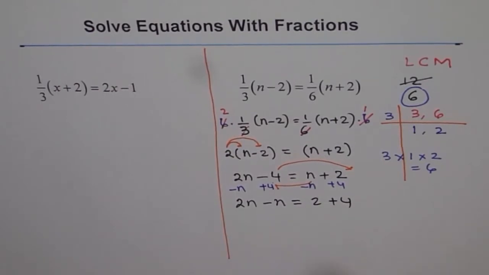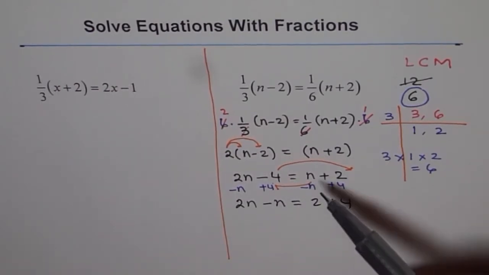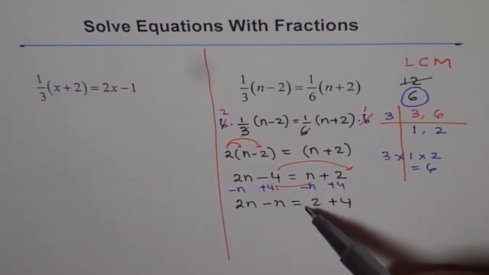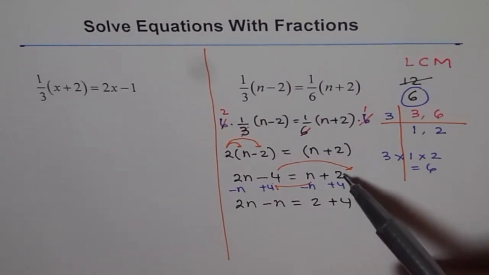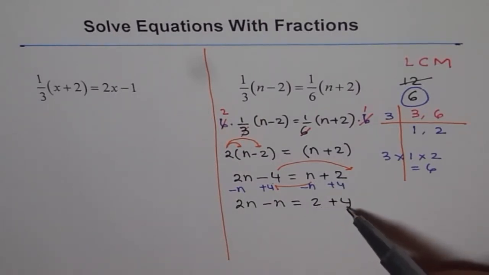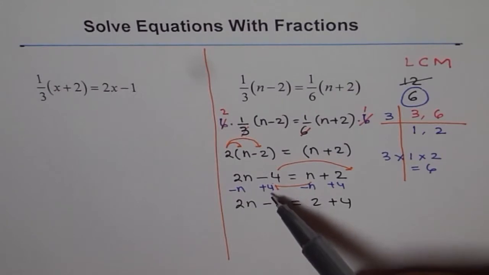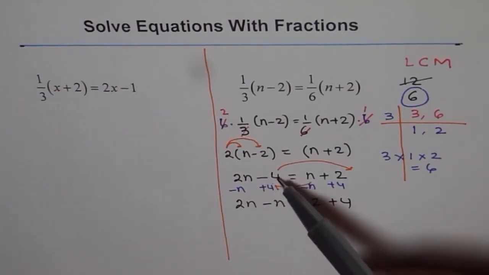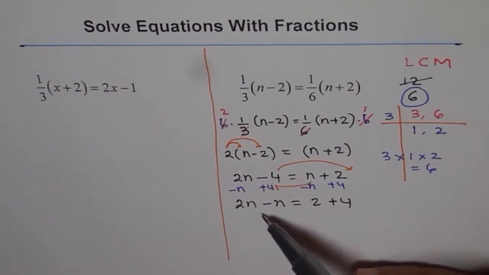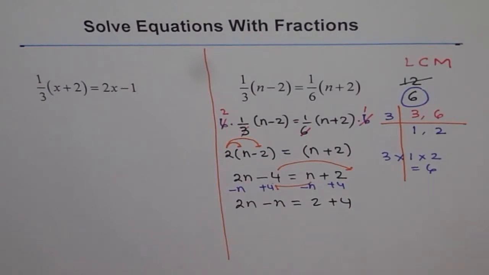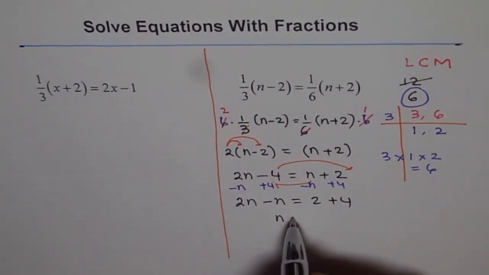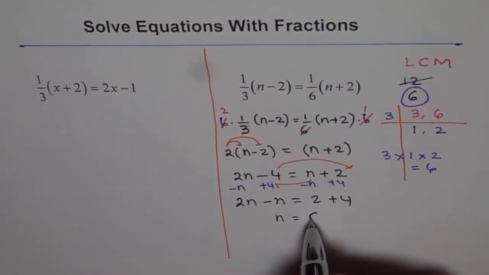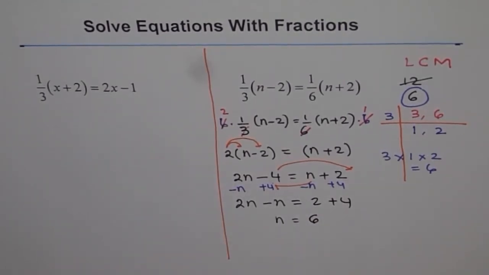Minus n. So that is what we get. So when you do n minus n, you get 0. When you do 4 plus 2, you get like 2 plus 4, right? And on this side, 2n minus n, and minus 4 plus 4 is 0. So you get 2n minus n equals 2 plus 4. That gives you 2n minus n is n, and 2 plus 4 is 6. So you get the value of n as 6.